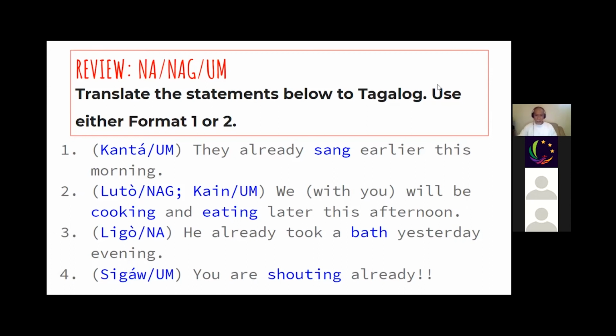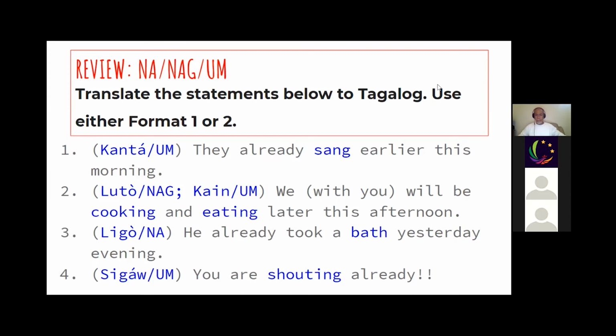This should be: he already took a bath yesterday evening. So, took a bath. So, that's obviously past. And now it's a review of the na verb. So, how would you say that? He. And do you want to try? Go ahead, and you can do this.